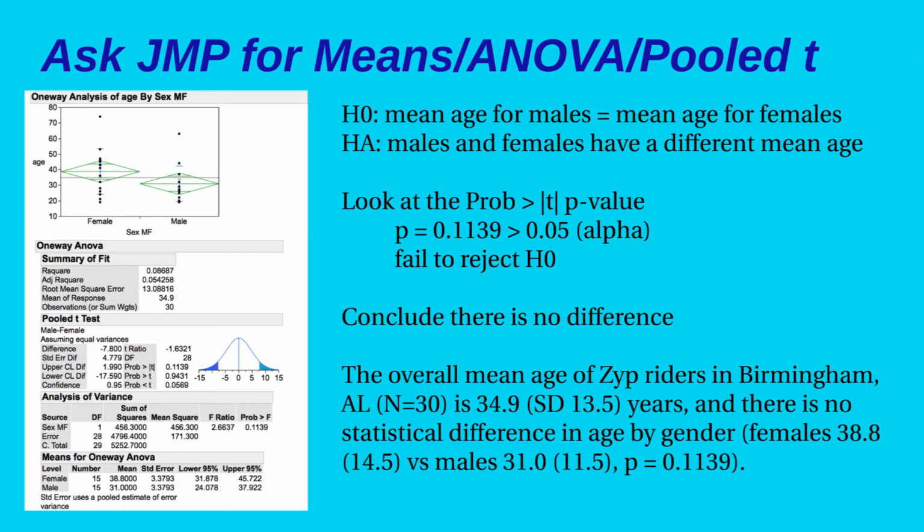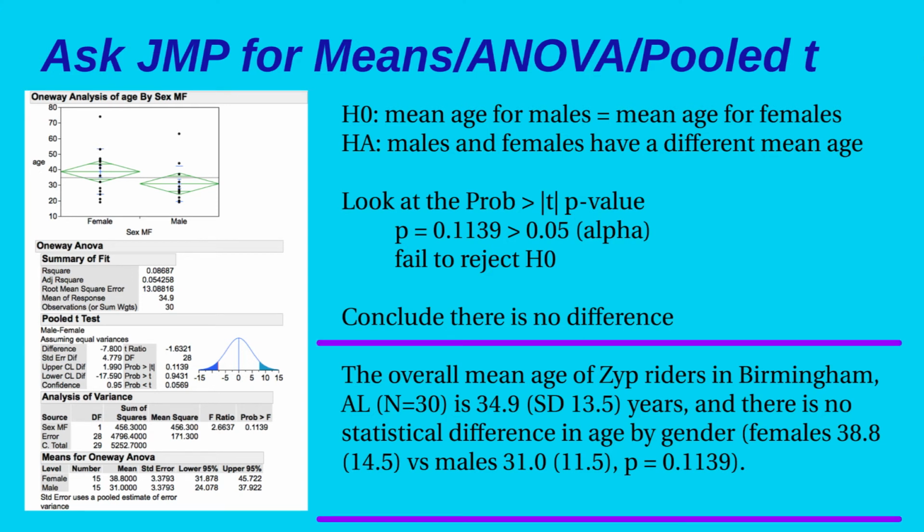The way that you would write this up in a summary is the overall mean age of zip riders in Birmingham, Alabama, with a sample of 30, is 34.9 years with a standard deviation of 13.5 years, and there is no statistical difference in age by gender, listing the female age with standard deviation, the male age with standard deviation, and then the p-value. It is important to note here that you get the overall mean from analyzed distribution. Because we concluded there is no difference, the overall mean may be the best summary statistic, but it's also important to show the age by gender.